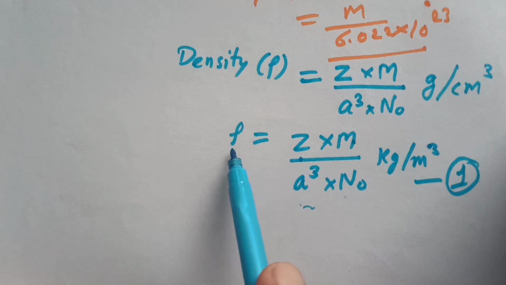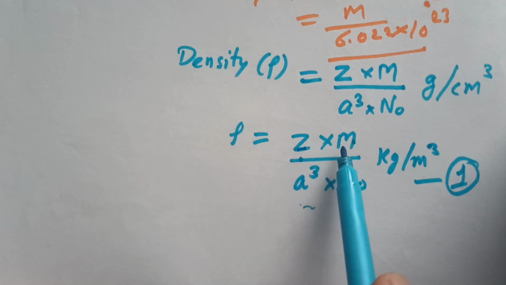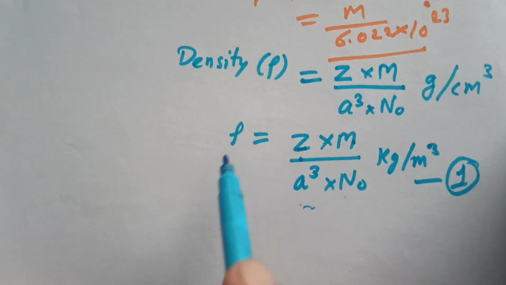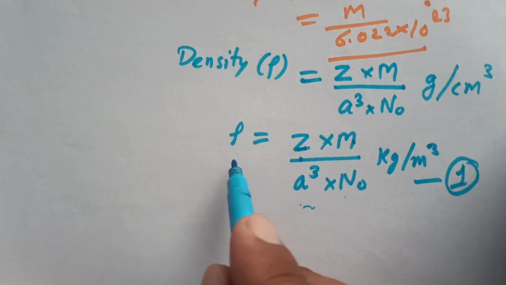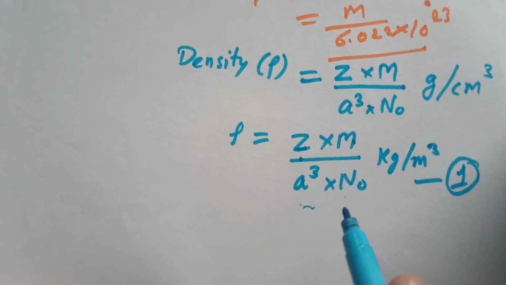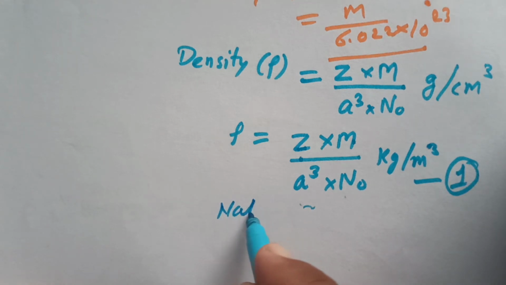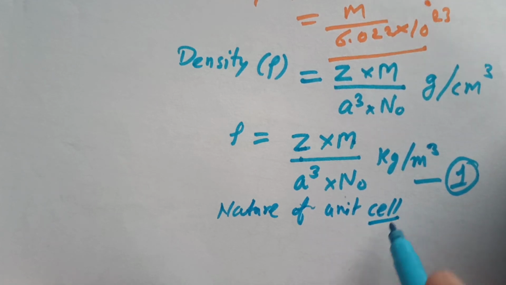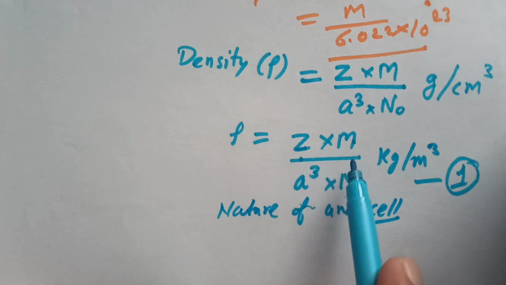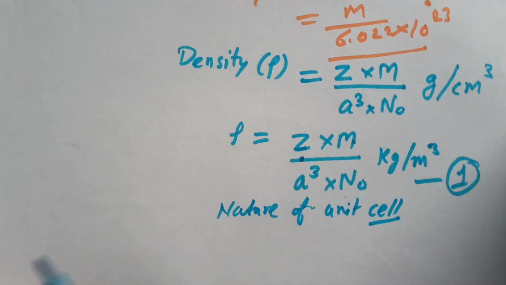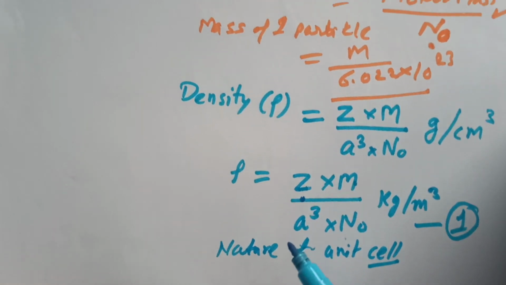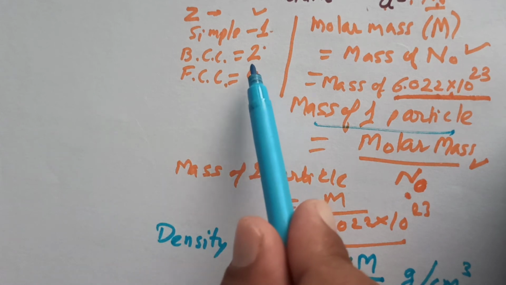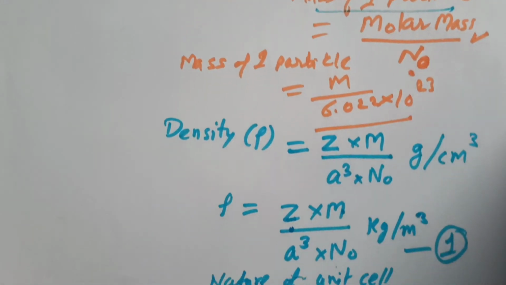One can be this density, Z, molar mass, A cube, N naught. Now not only density you have to find, sometimes in a question they give you density already, and they ask you to find the nature of a unit cell. Now how to find the nature of unit cell? In that case we have to put in all the other values and find the value of Z, because from the value of Z we will know what type of unit cell it is. If Z is 1 it is a simple cubic unit cell, if Z is 2 it is body centered, if Z is 4 it is face centered.